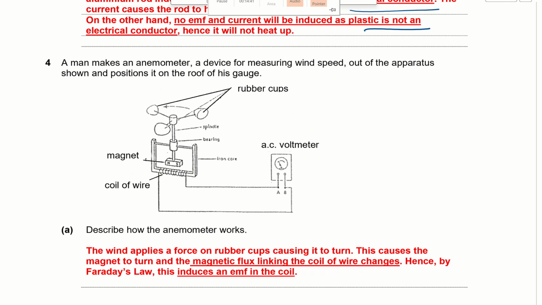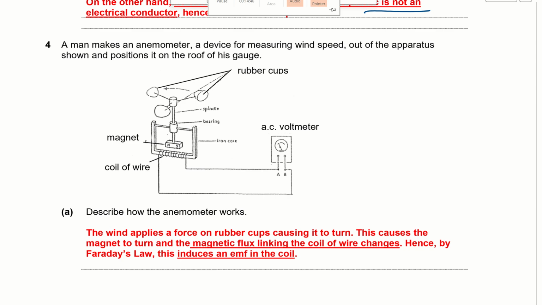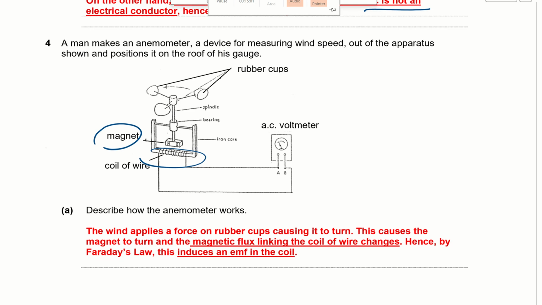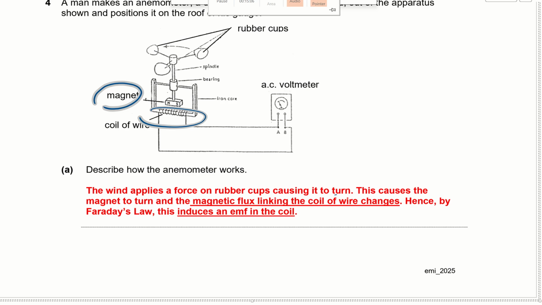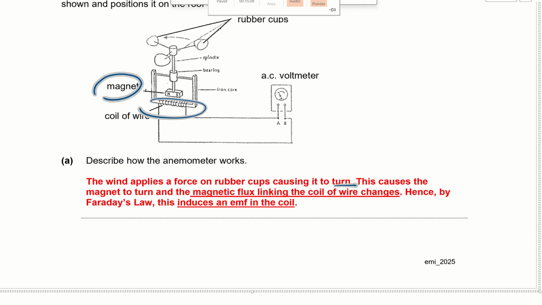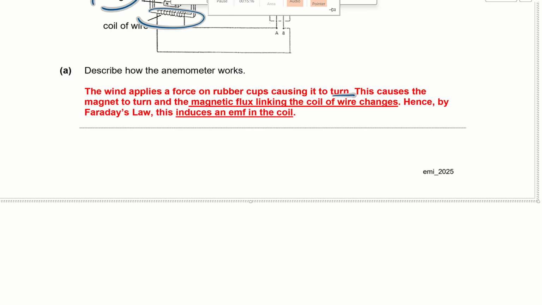Then a man makes an anemometer, a device for measuring wind speed, of the apparatus shown. You see there's a magnet, and this magnet actually turns, and therefore this coil of wire will experience a rate of change of magnetic flux if the wind causes the magnet to turn. So this is always the narrative of this chapter. Describe how the anemometer works. The wind applies a force causing it to turn. This causes the magnet to turn and the magnetic flux linking the coil of wire to change. Therefore, by Faraday's law, it induces an EMF in the coil.